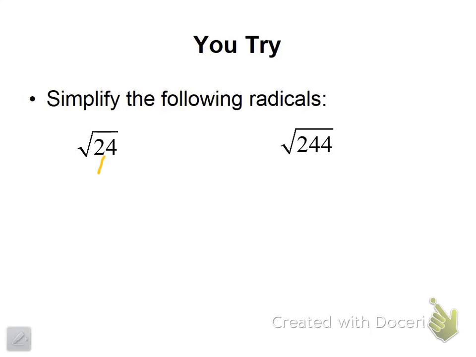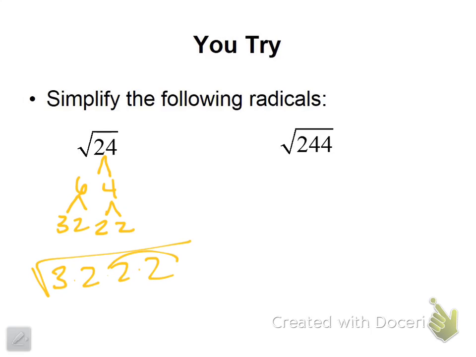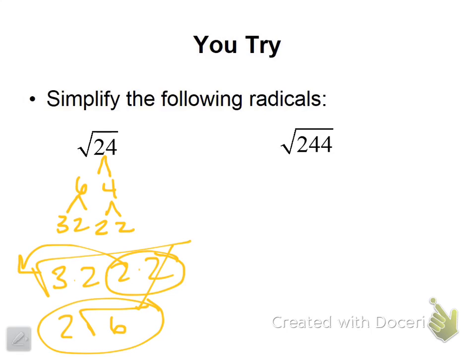Okay, so I know 6 and 4. This is 2 and 2, and this is 3 and 2. Put them all in my jail. I see 2 buddies, but one has to die to come out, so my 2 is the only one that comes out. And then we multiply what's left, so 6. So there's my answer.